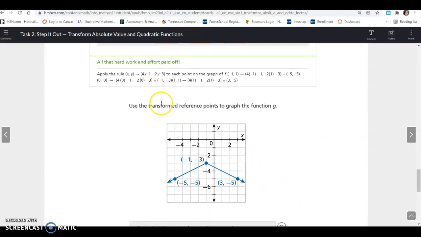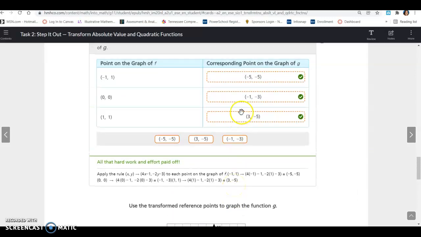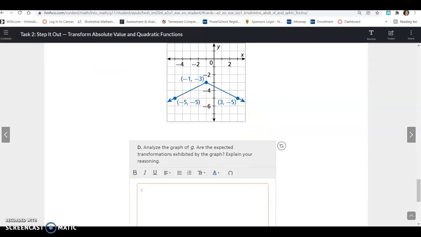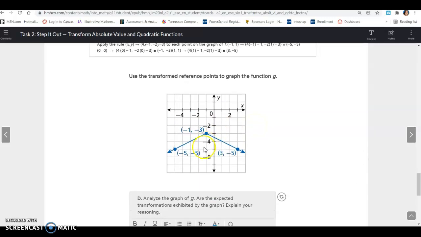Okay, and you can see here they show where they plugged it in and how they got those. All right, use the transformed reference points to graph the function g. All right, so (-5, -5), (-1, -3), and (3, -5). Those are the points that we just found. So when we graph that, this is our transformed function.